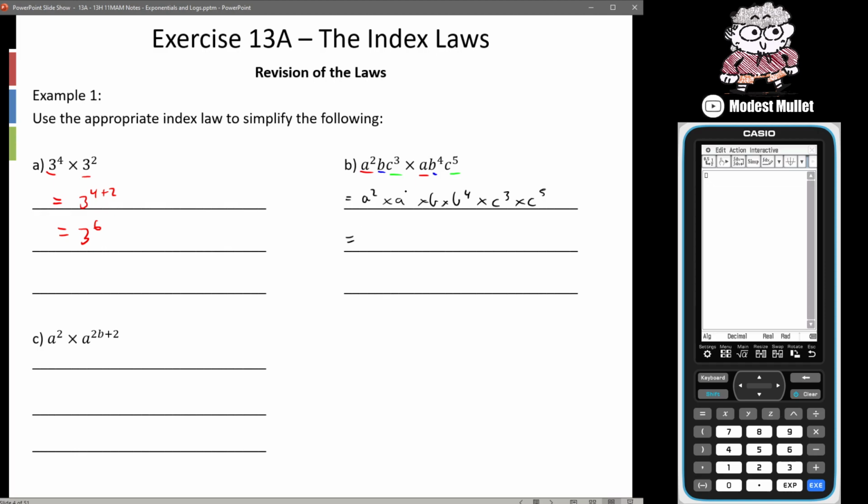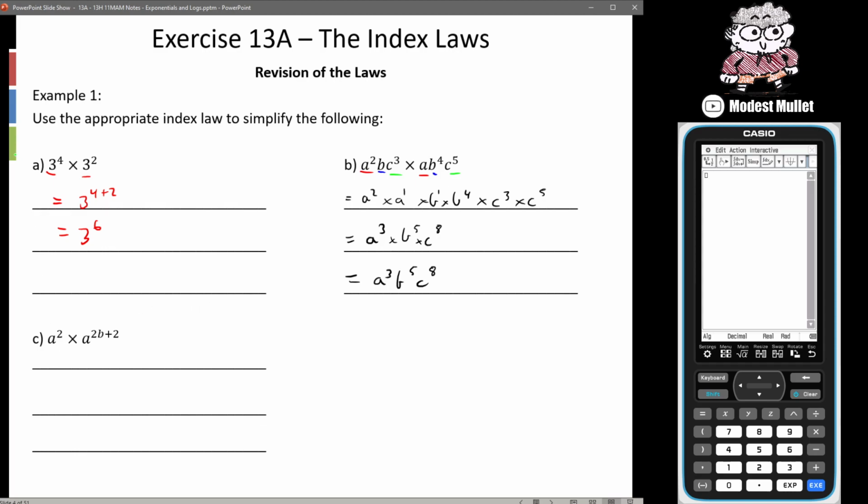So we get A squared times A, which is effectively A to the power of 1, so that becomes A to the power of 3. B times B to the power of 4, again B is technically B to the power of 1, so that becomes B to the 5. And then C cubed times C to the power of 5 is 3 plus 5, which is 8. So without the multiplication signs, we can just write A to the power of 3, B to the power of 5, C to the power of 8.